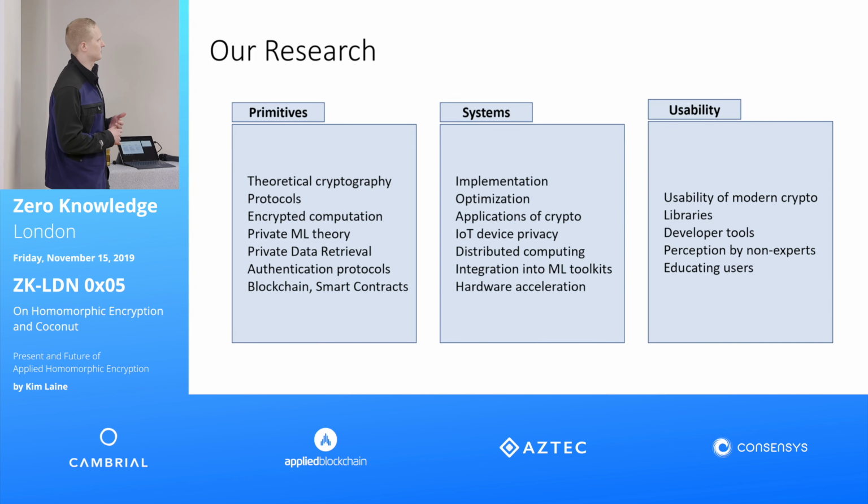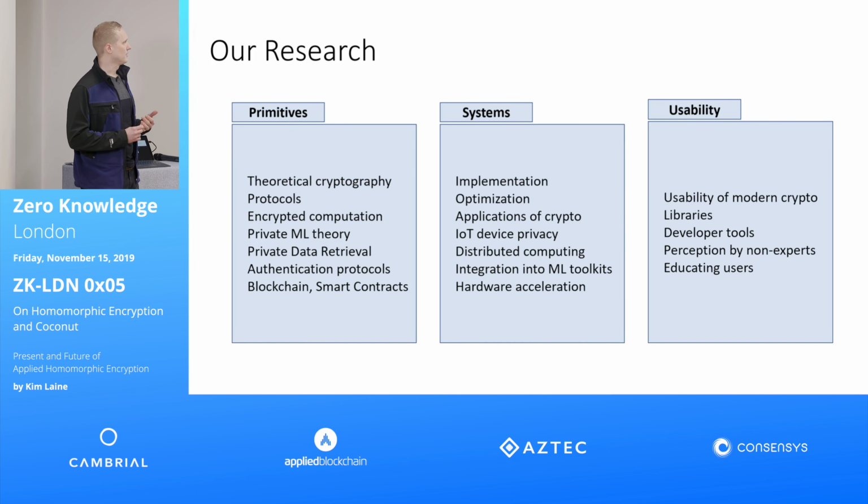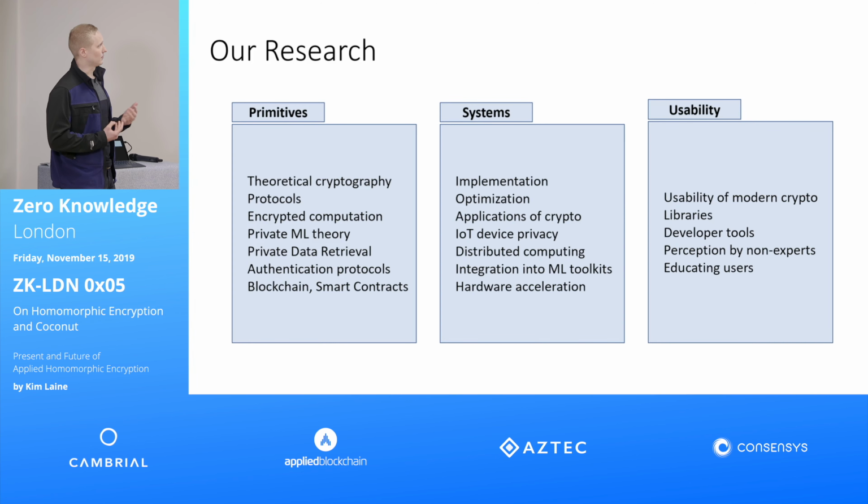We look at IoT device privacy, hardware acceleration, GPUs, FPGAs, how to accelerate some modern crypto with that. And then finally, we also look at usability. We build libraries, we build APIs, and we are even doing some user studies. We do a lot of user education and trying to make the experience for developers more pleasant for modern cryptography.